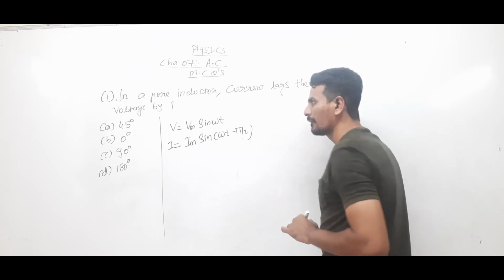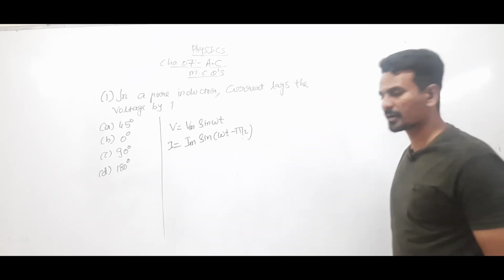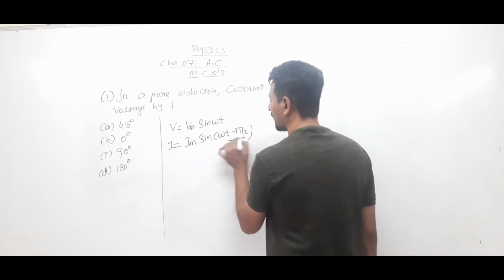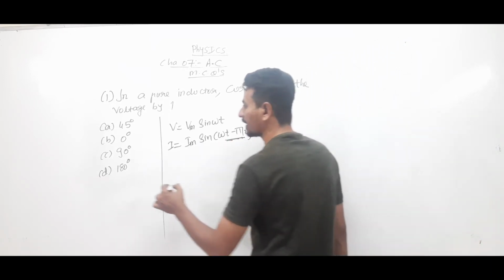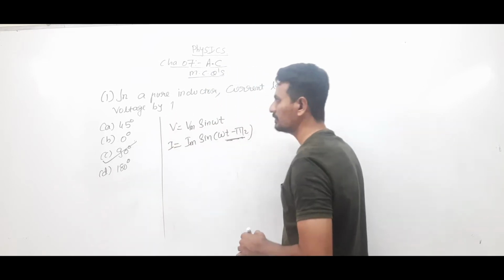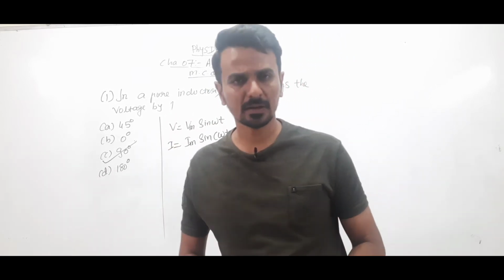That means in a pure inductor, current lags the voltage by 90 degrees. Current lags the voltage by 90 degrees. So this is your correct option, C. Clear? Okay. The next one.